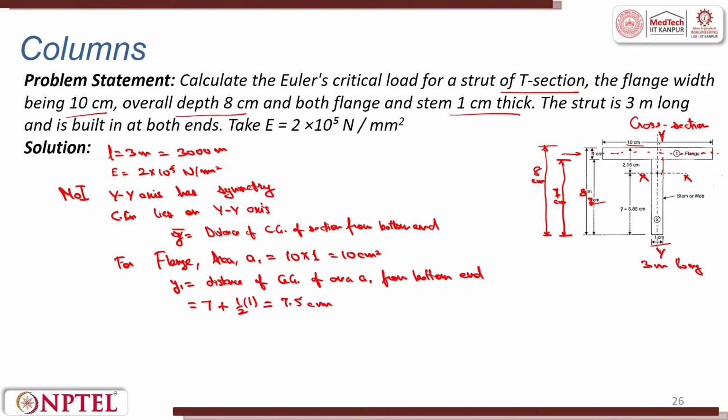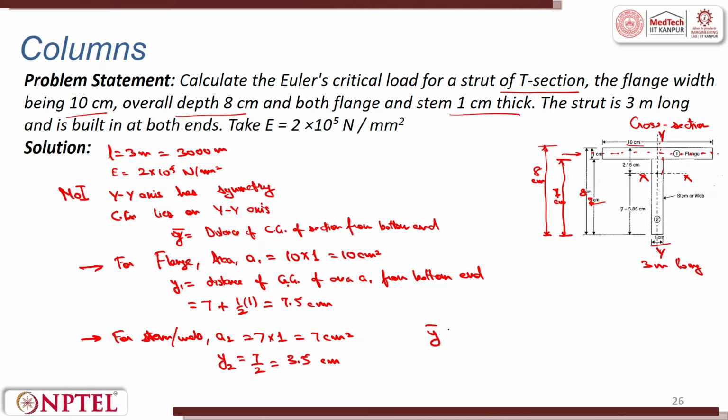Similarly for the stem or web, this was for flange. Now, I will put for stem or web, A2 as area. This is equal to 7 into 1 is equal to 7 centimeter square, and y2 similarly is the distance of the CG of area A2 from the bottom end. So, this is equal to 7 by 2 is equal to 3.5 centimeters.